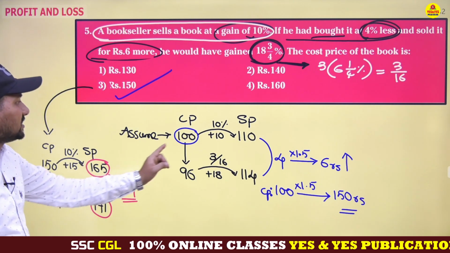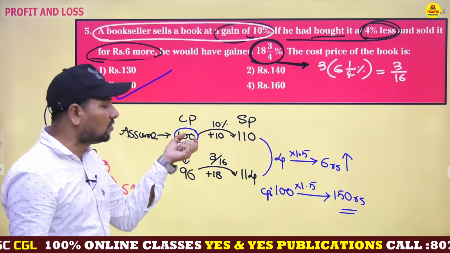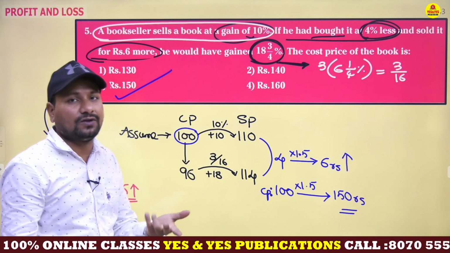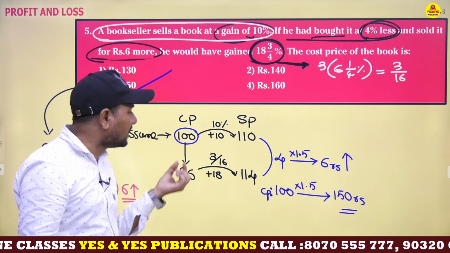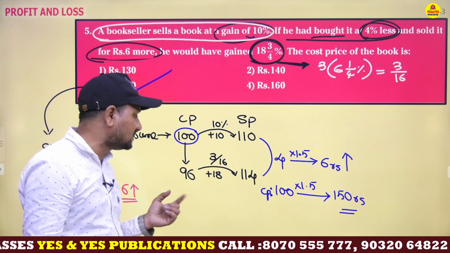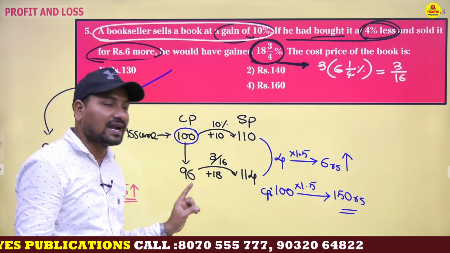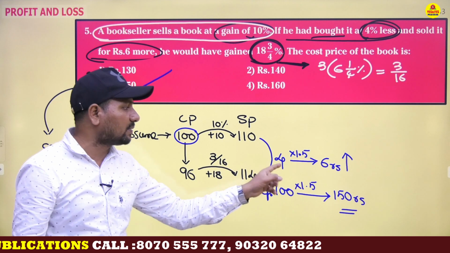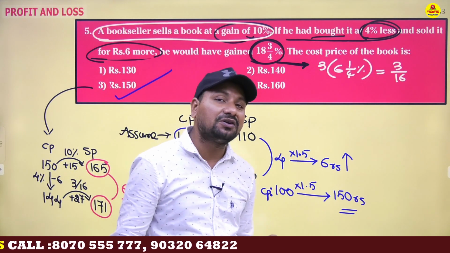Otherwise, just take an assumption of 100. Any number you can take, but 100 is best, it gives the best result. 100, 10% more means 110, and 100, 4% less means 96. If you take 3 by 16 of 96, that is 18. First selling price to second selling price is 4 rupees more. 4 parts equal to 6 rupees, then 100 parts equal to how many rupees?